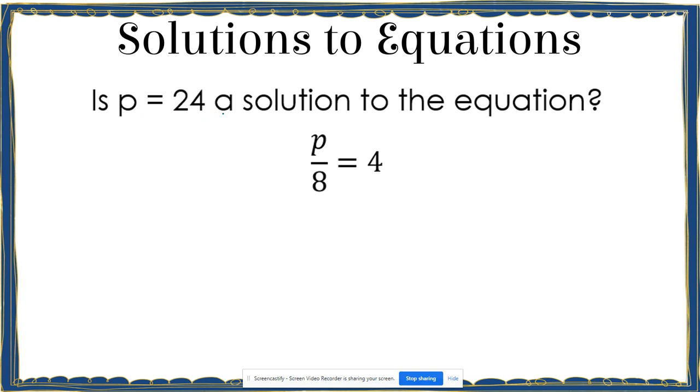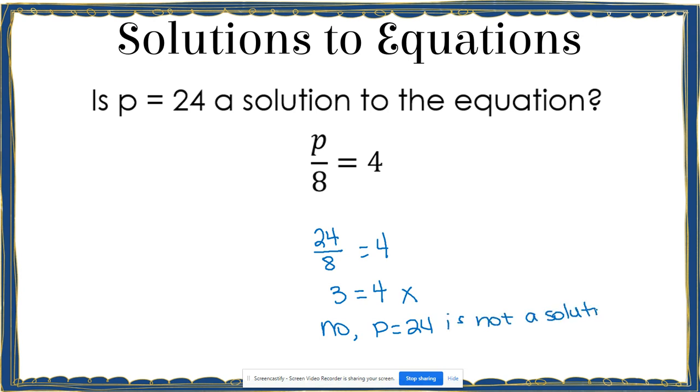Next I have, is p equals 24 a solution to the equation p over 8 equals 4? So I'm going to replace p with 24. So I'm going to write 24. And then the rest of the equation says over 8 equals 4. And now I need to solve. Remember, a fraction always means divide. So 24 divided by 8. When I do 24 divided by 8, I get 3. And then the rest of my equation says equals 4. Well, I know that 3 is not equal to 4, so no, p equals 24 is not a solution to this equation.